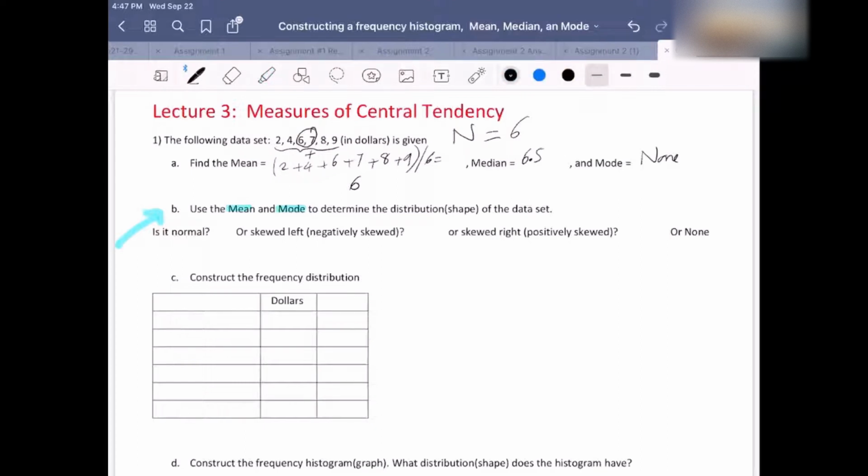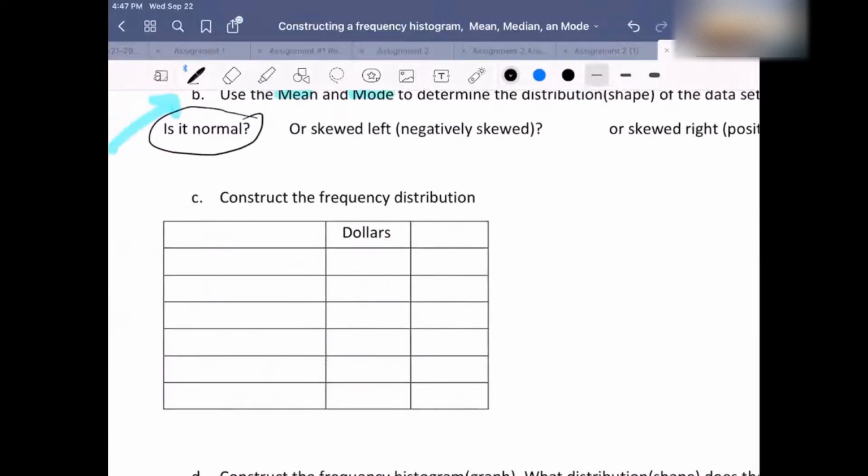All right, so most of you got normal, right? So most of you chose this, okay? And we will find out. Of course, some of you have other answers as well. And we're going to have to graph it to see what shape it has, okay? So to do that, we have to construct the frequency distribution, which is part C, first.